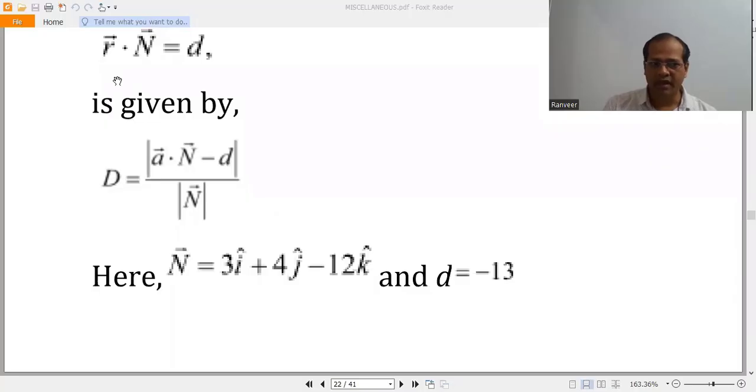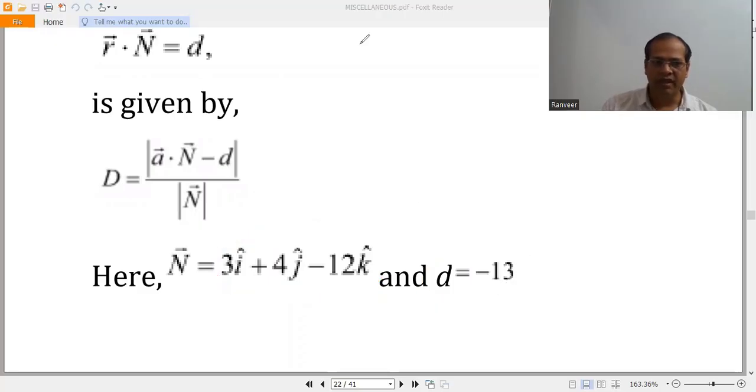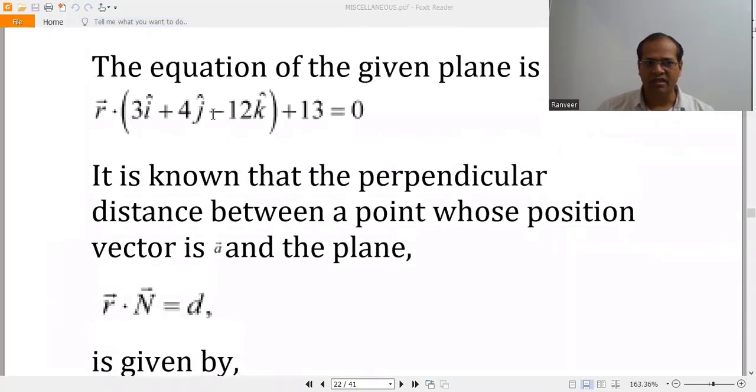So from the given plane, the n value is this, and d is -13, because when we put this equation in the form r · n = d, this value will go to the right hand side, so d = -13.